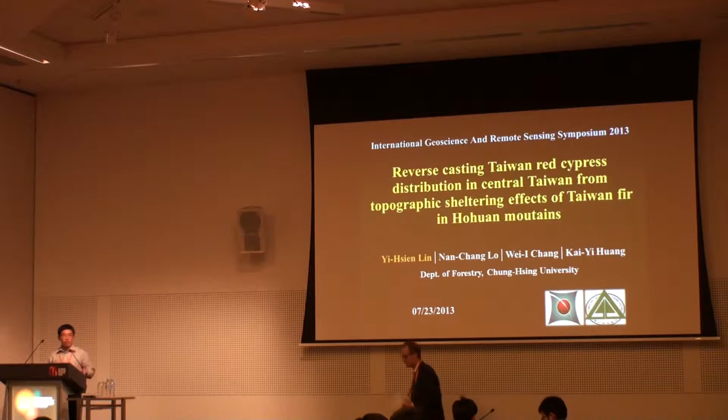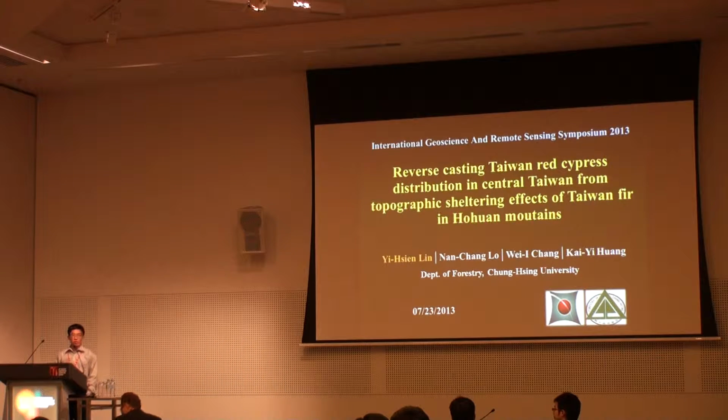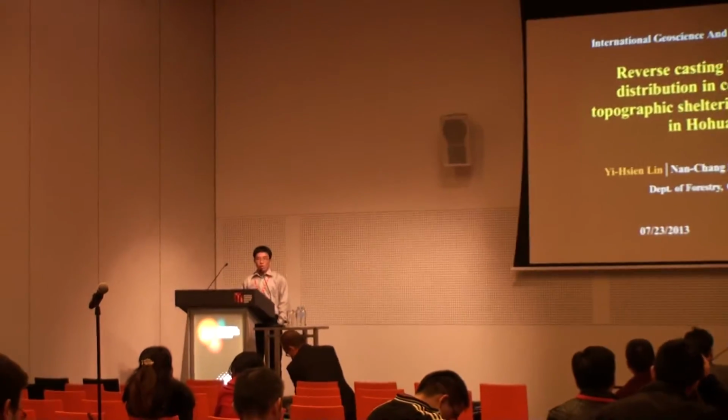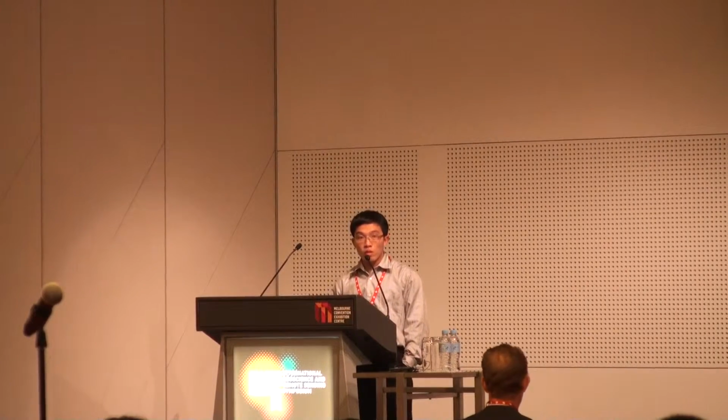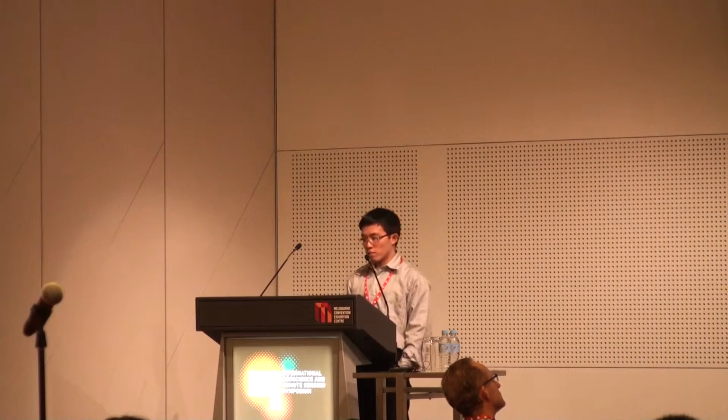Hello everyone, I'm Lin. I'm from the Department of Forestry, Chongqing University from Taiwan. And today I'm going to present reverse casting Taiwan red cypress distribution in central Taiwan from topographic sheltering effects of Taiwan fir in Hohuan Mountains. First of all, I'm going to introduce Taiwan. It's located in Asia and beside China. And my university is located in central Taiwan in Taichung City.